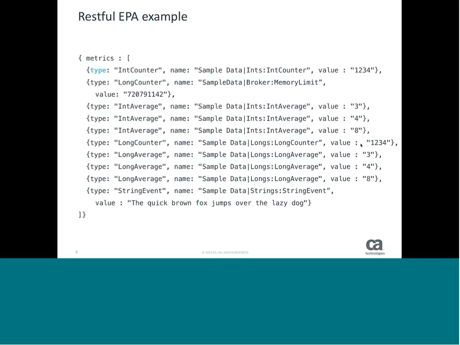Here is an example. Very, very simple structure. You have the types, so we have integer counters, long counters, integer averages, and if you supply more than one value per interval, per 15-second interval, like here we have 3 int averages, they are aggregated, and we will see in the demo what APM does with it.